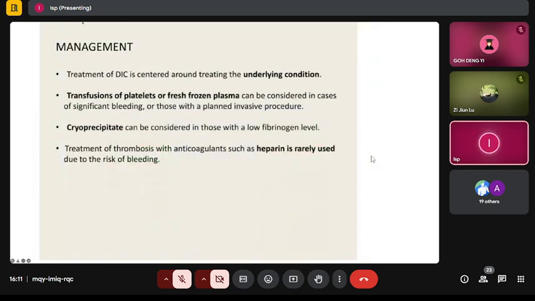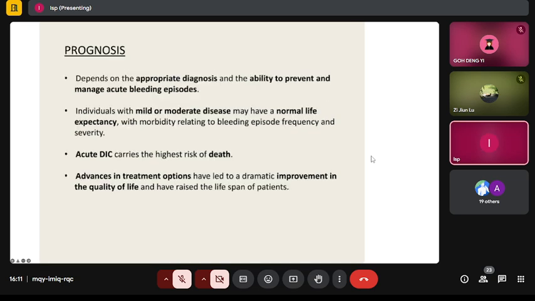In DIC, what we do is treat the underlying sepsis, the underlying condition, and replace the coagulation factors like platelets, FFP, and cryoprecipitate. And when patients develop DIC, usually their prognosis is very poor, and the risk of death is very high because of the multi-organ failure.